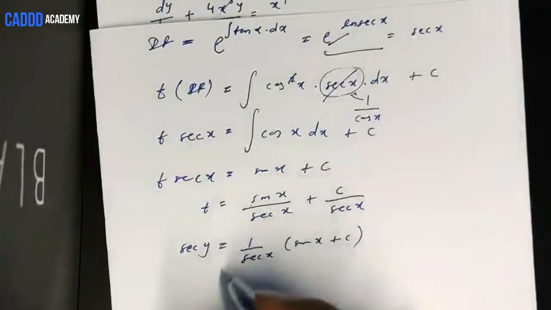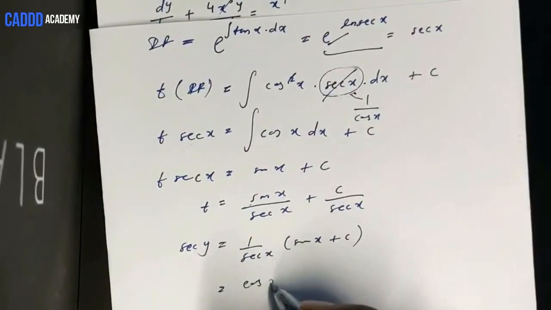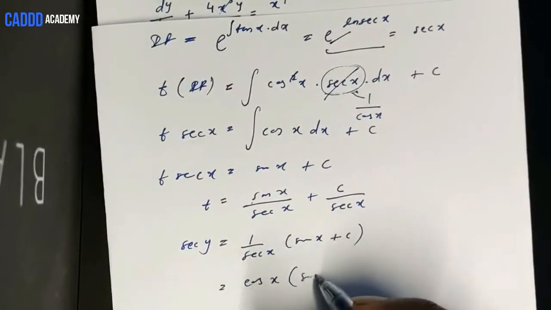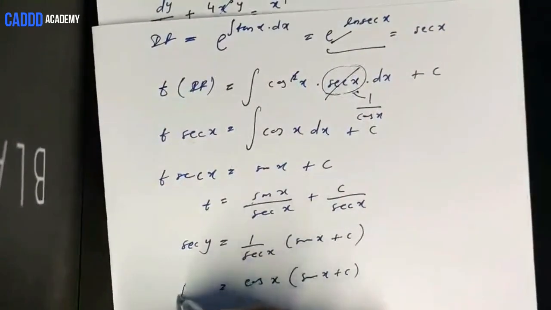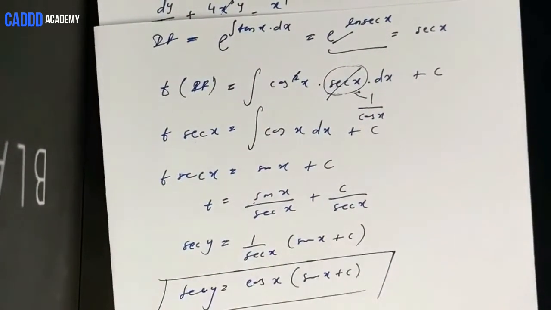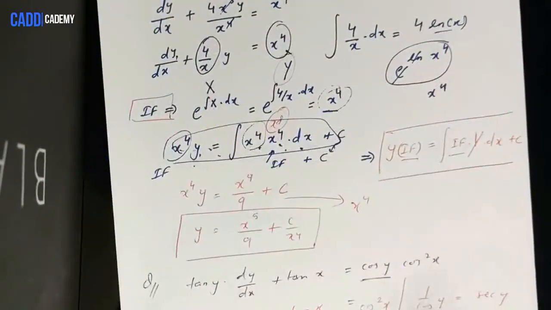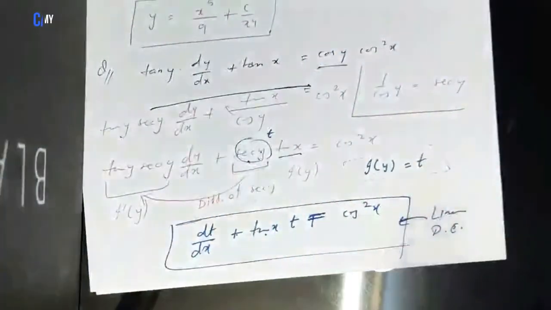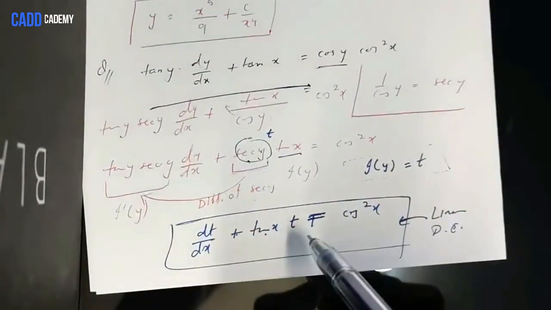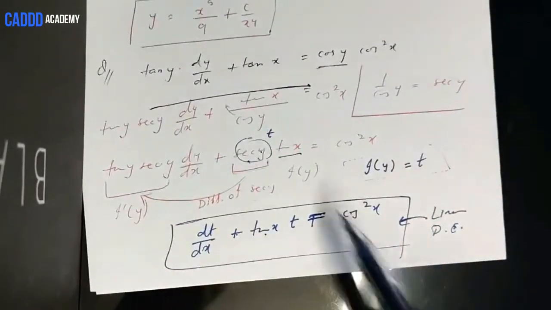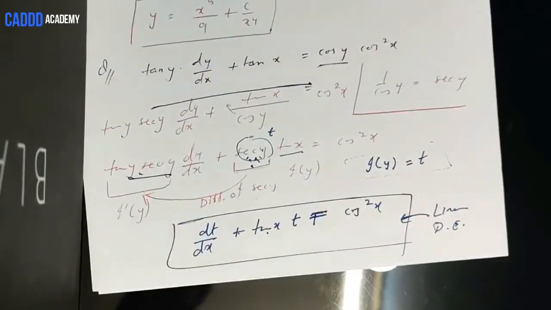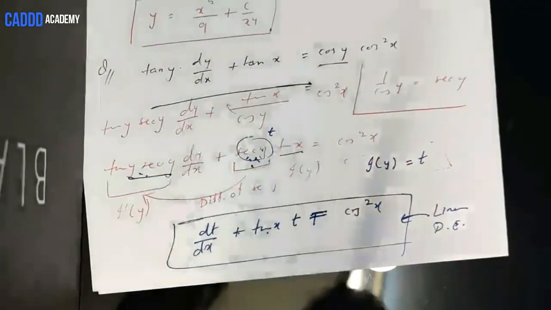We can write 1 by sec x as cos x, and sin x plus c, which is equal to sec y. So this is the solution of this differential equation, which is non-linear. So this non-linear equation was converted into a linear differential equation by this method. Okay, so this is f of y, and we have f of y's differentiation on this side.